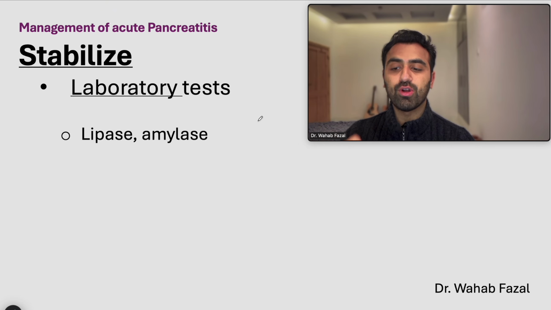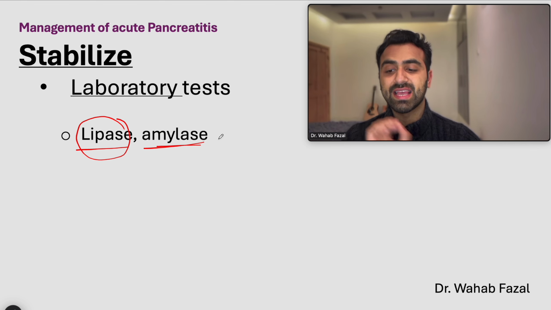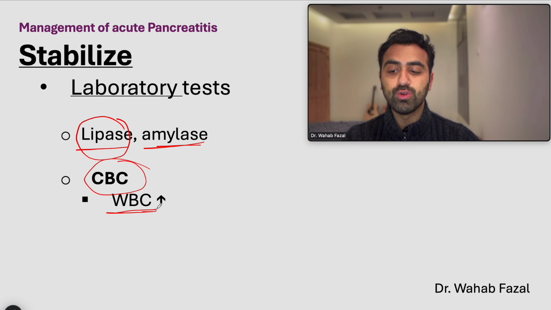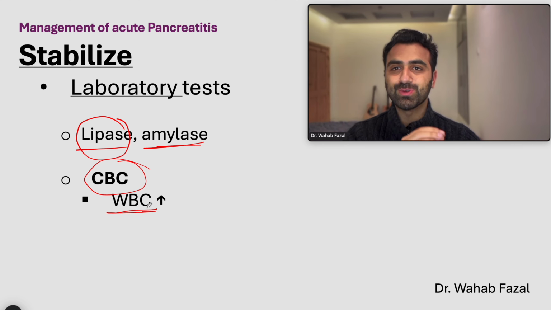Now you want to send some laboratory tests. What laboratory tests do you want to send for this patient? You want to send amylase and lipase. Remember, lipase is more specific for acute pancreatitis, because amylase may be elevated in salivary gland problems as well, since amylase is also released by the salivary glands. You want to get a CBC. Why? Because WBCs might be elevated. You might have neutrophilia in particular because there is active inflammation. You might have leukocytosis and a left shift.